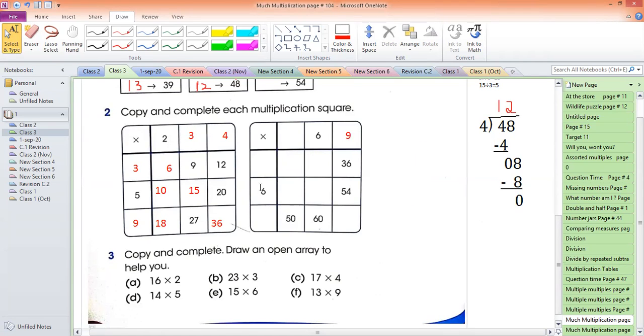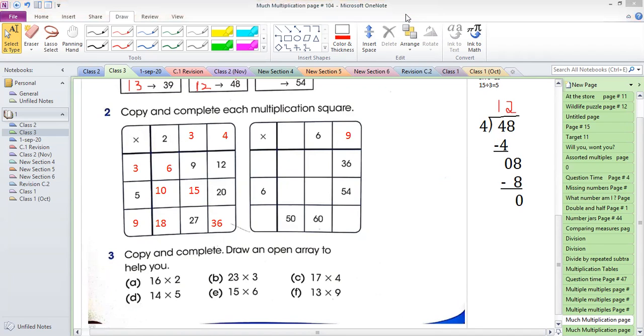You know this is 6 and this is 54. So you know that if you multiply this number by this number, that should be 54. So you divide this 54 by 6 and you get to know that this is 9. Okay, now this is 36. 9 multiplied by what number will give you 36?